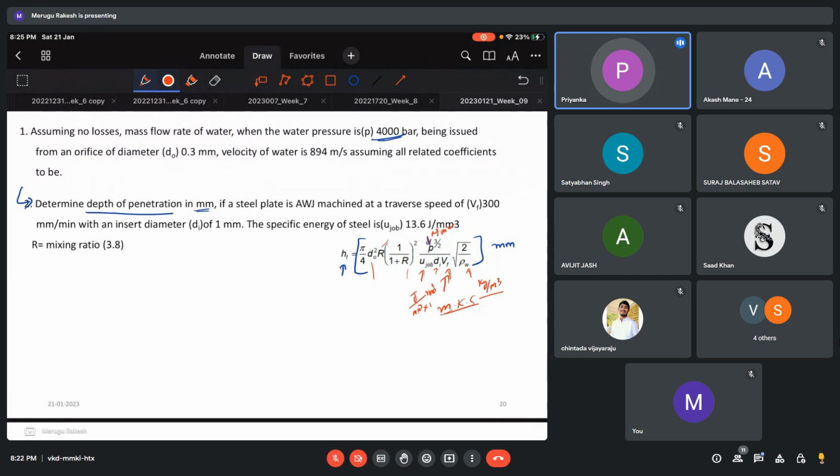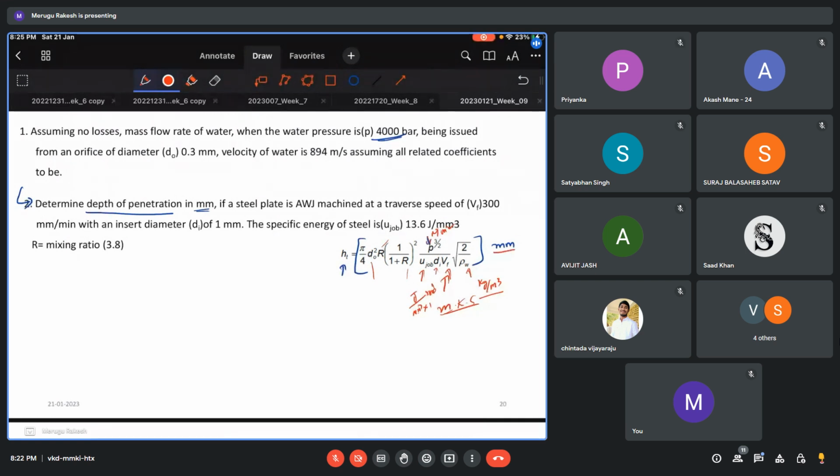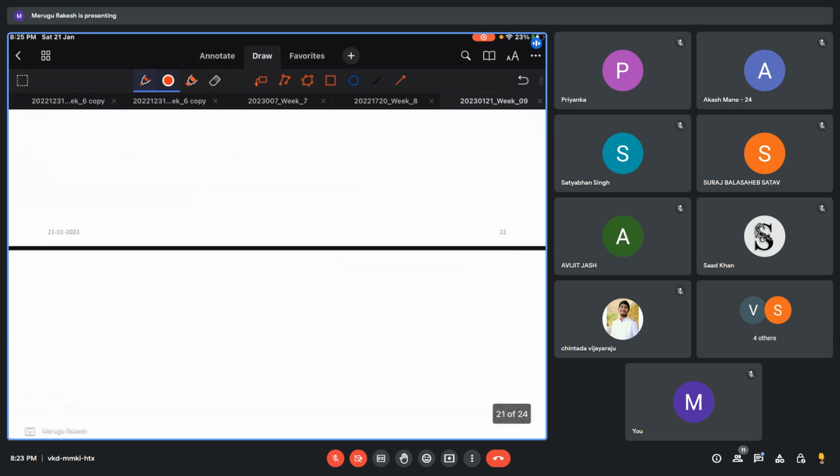Sir, then will it be mm if everything is in meter cube? Yeah, I just wrote it here mm. I just asked you the depth of penetration in mm. I need it in mm, but in this formula, if you do, you will get it in meters only. Okay. Because it is MKS system. No? Yeah, sorry.